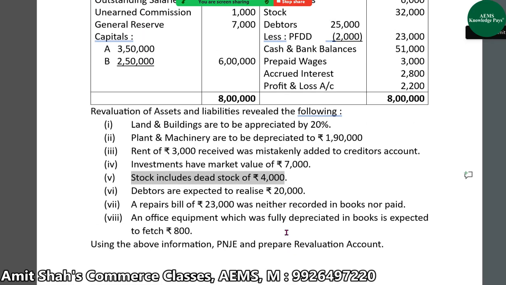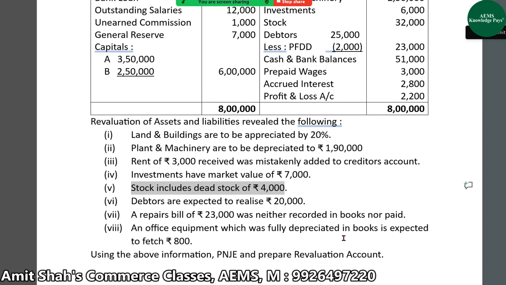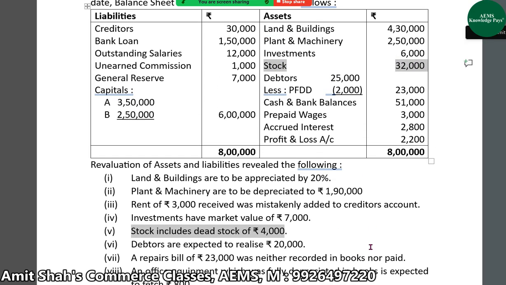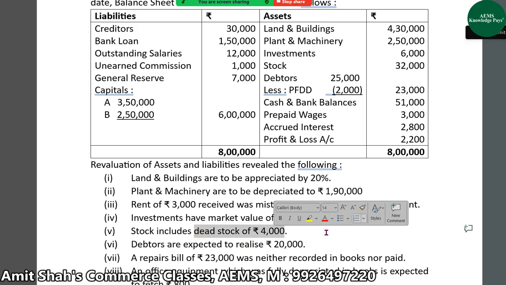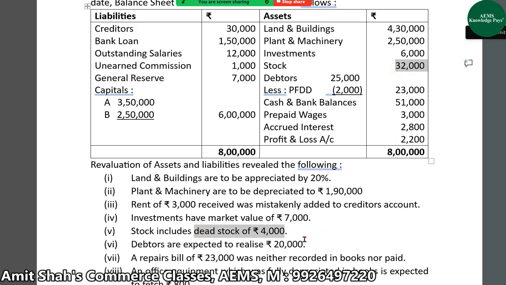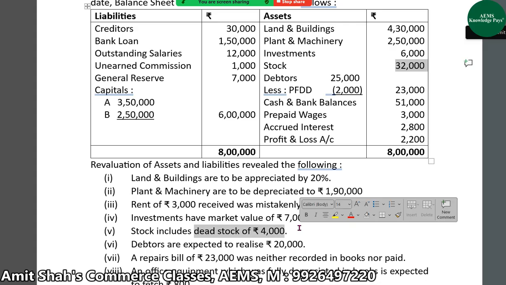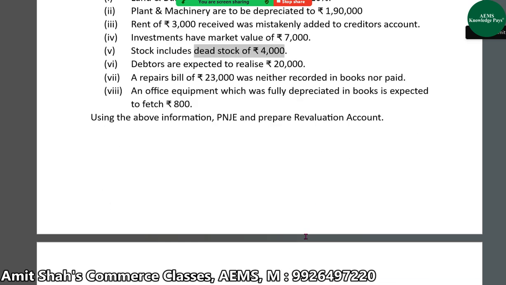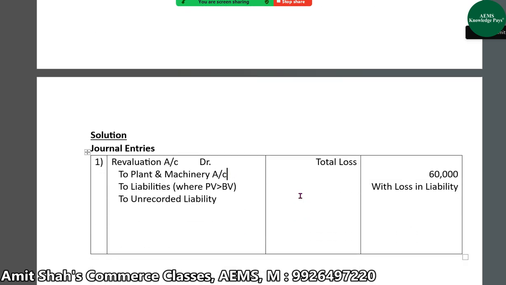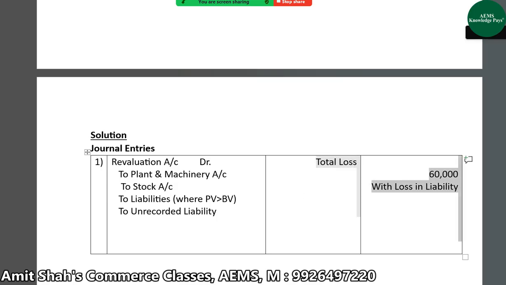This is another asset, the value of which we need to decrease. Stock, which has a book value of 32,000, includes dead stock of rupees 4,000. Means there is one stock included in this 32,000 which will not fetch anything. So we need to decrease the value of stock by 4,000. For that also we will credit the asset account, that is stock account, by 4,000.